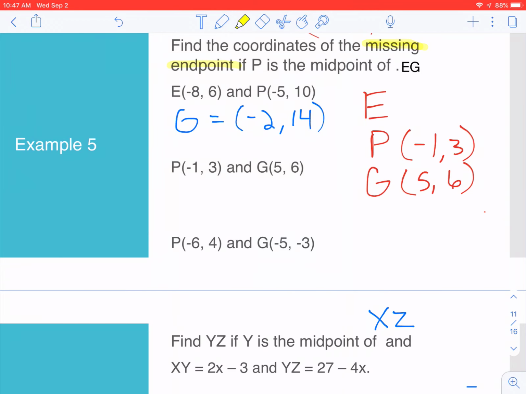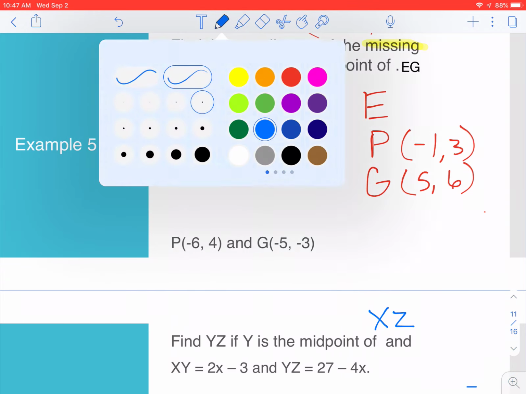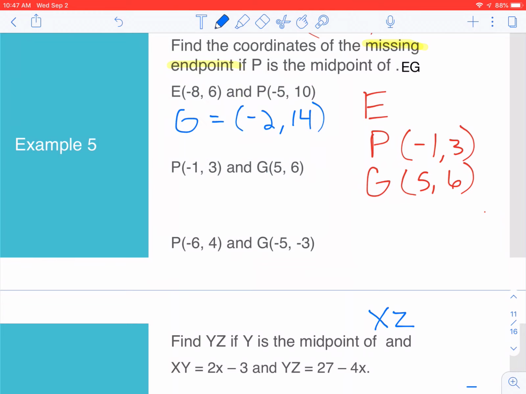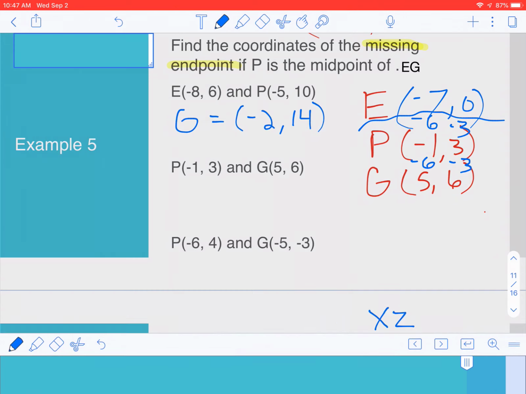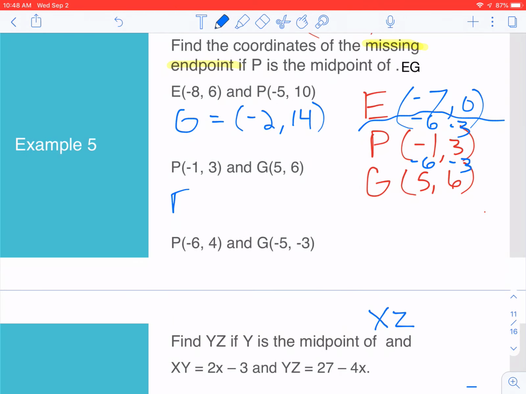How did I go from 5 to negative 1? I went minus 6. Okay? So now I'm going to go negative 1 minus 6, and that's going to equal a negative 7. Draw a line there. How did I go from 6 to 3? I went minus 3. I went minus 3 again. 3 minus 3 is 0. So my answer here would be E equals negative 7, comma 0.